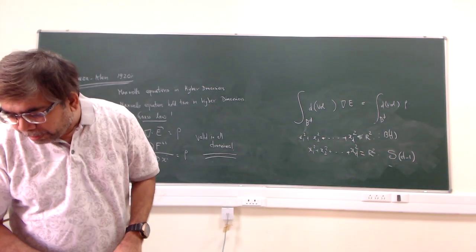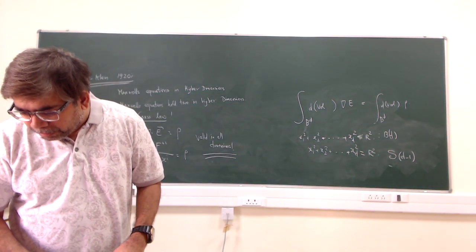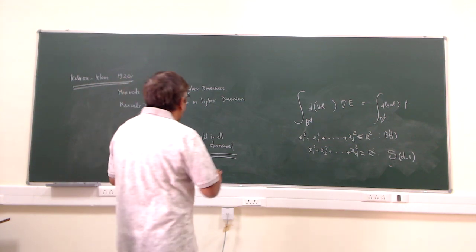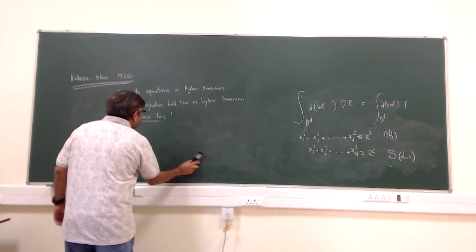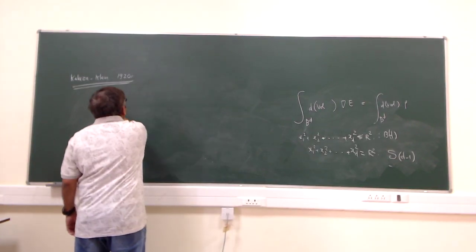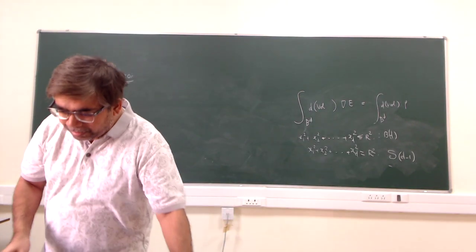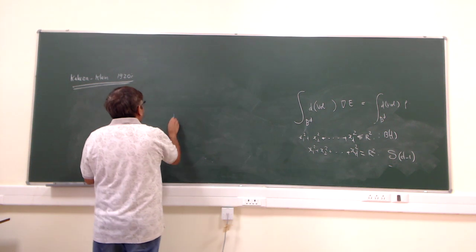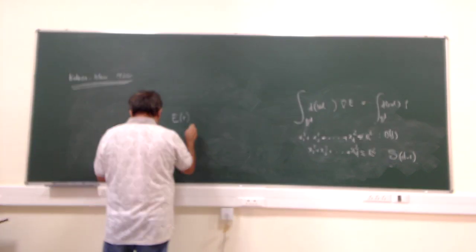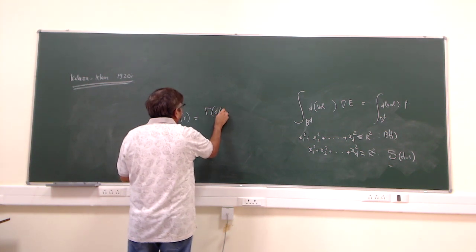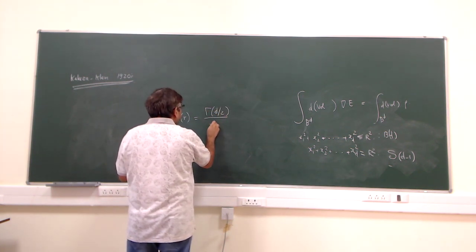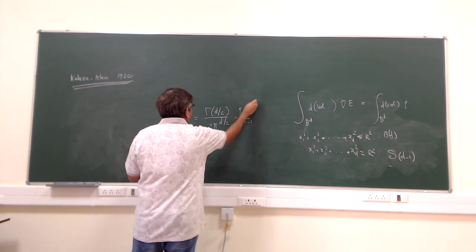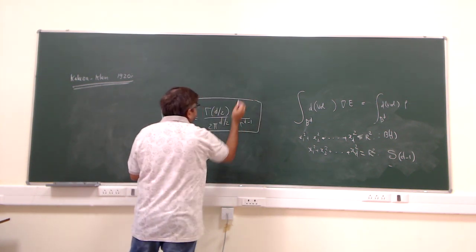And when you do that, you end up with a formula for d dimensions. I found it very instructive, so there's a reason I'm doing this for Maxwell's equations also. I like it very much. This is the electric field in d dimensions, which is equal to gamma of d by 2, over 2 pi power d by 2, times Q by r power d minus 1.